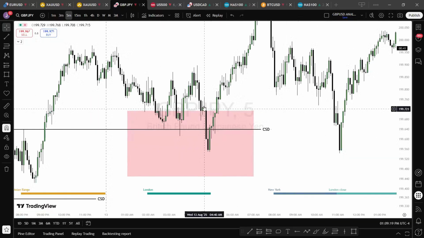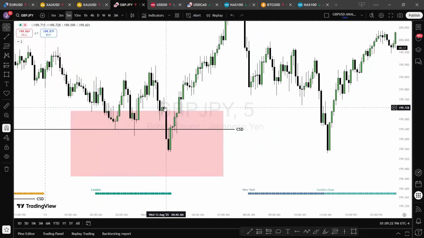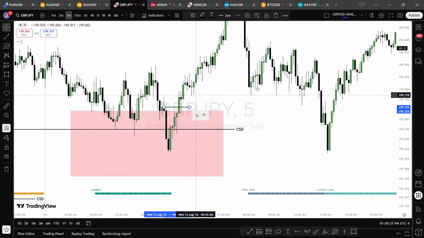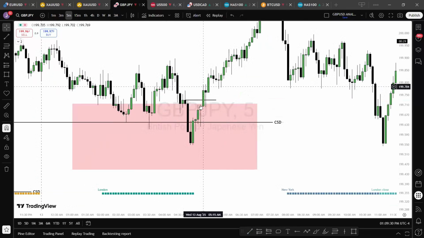Now we can see a change in state of delivery here in the 5 minute time frame. So this is a consecutive down close candle. If you draw out from the open, you can see this candle confirmed the change in state of delivery. And we're expecting that as price comes down, we'll be buying because this is our entry and our stop here. You can see how price found support and then rallied.